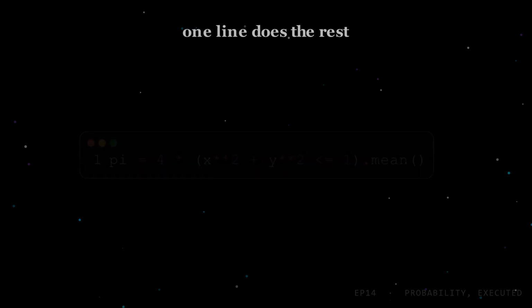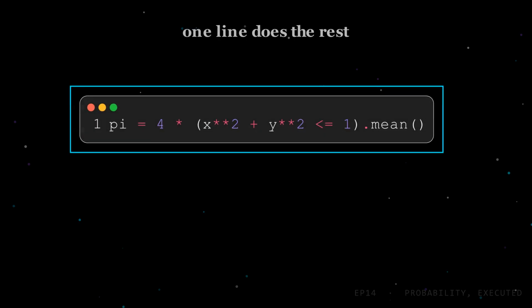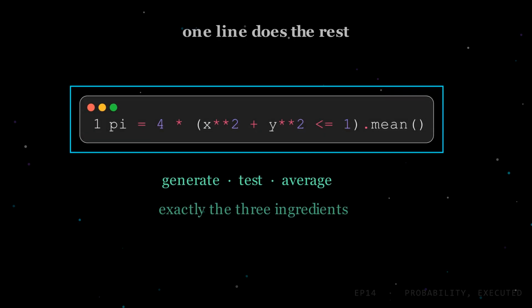Then one line does the rest. A dart is inside the unit circle if x squared plus y squared is at most 1. That gives a Boolean array, and taking its mean gives the fraction inside. Multiply by 4, and you have pi. Notice the structure. Generate, test, average. Exactly the 3 ingredients from a minute ago.